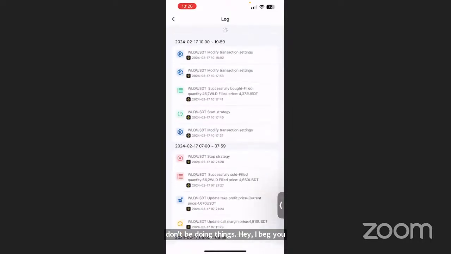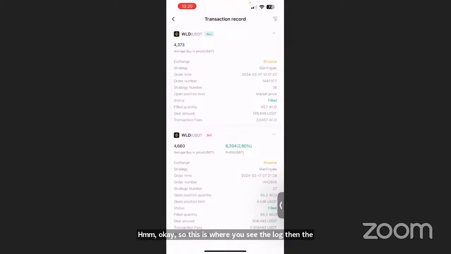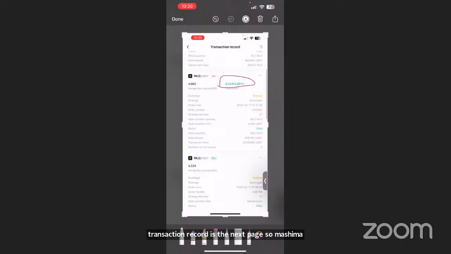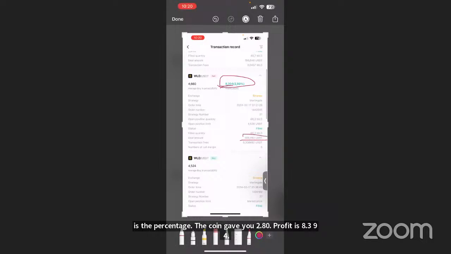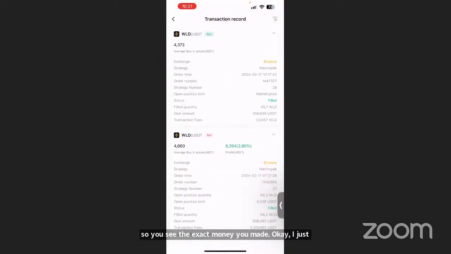Okay, so this is where you see the log. Then the transaction record is the next page. So Mashima, this is the percentage. The coin gave you 2.80. Profit is 8.394. The profit is added to the deal amount, so you see the exact money you made. I just bought right now. It hasn't sold yet.